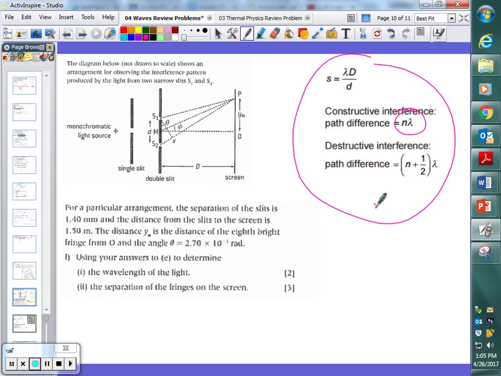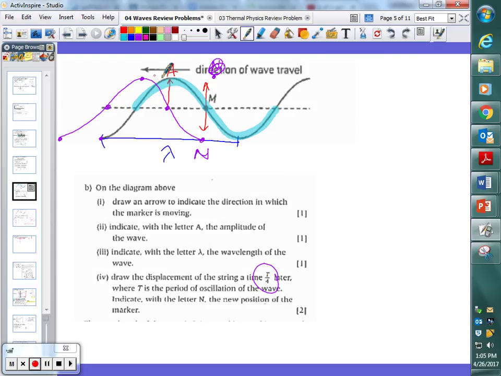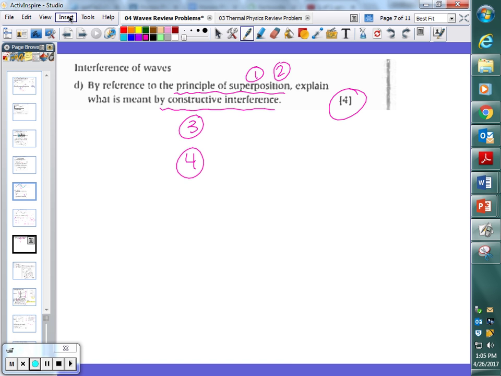Here, crests and crests aren't meeting up because the interval is 1/4 of a wavelength. If we moved all of this down one wavelength, it would match up with the wave that's already there. So we only get the constructive interference if we have an integer difference in wavelength.